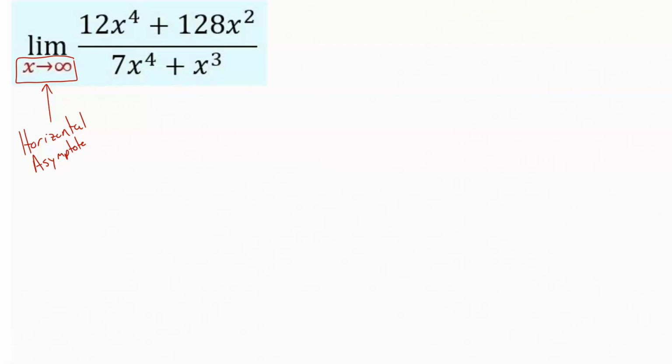So when I'm doing this, and I can use any method I want, I use what I call the leading behavior method. And so what that means is you want to find the dominant term, the highest power of x on the top and the bottom of your fraction. So you locate that leading behavior, that dominant term. So this would be the limit as x approaches infinity.